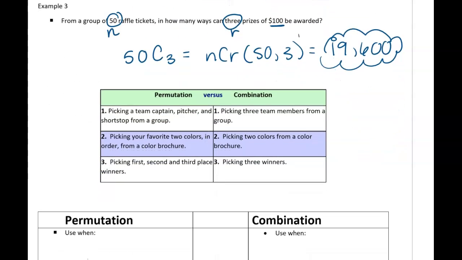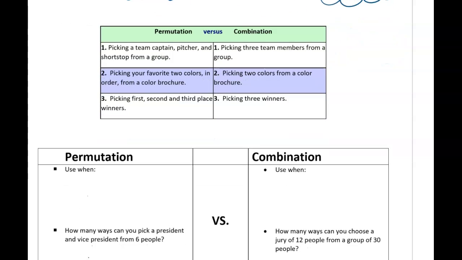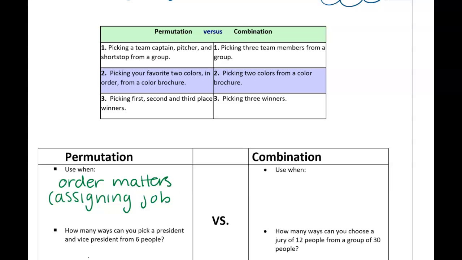Okay, permutation versus combination. So permutation, use that when order matters. So this is when you are assigning jobs, titles, labels, or specific dollar amounts. I lost a U there, pretend that says amounts.